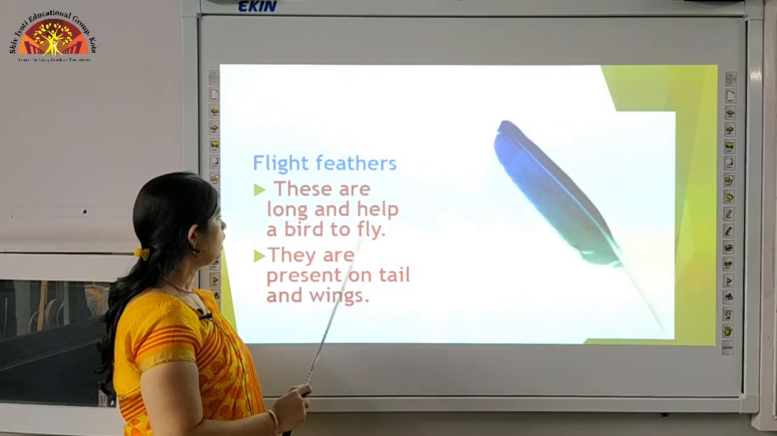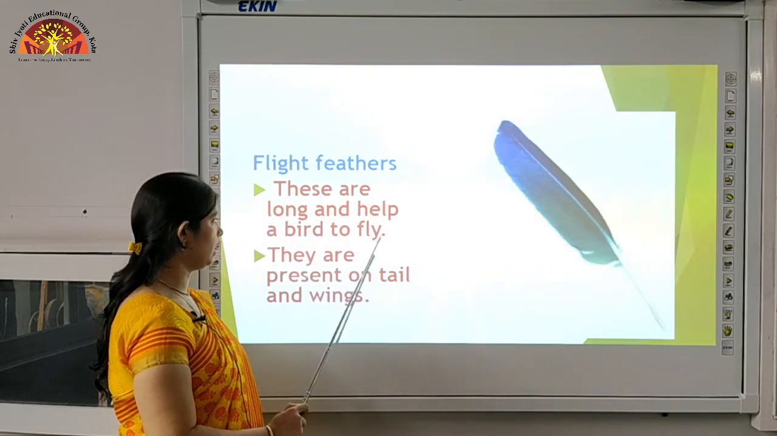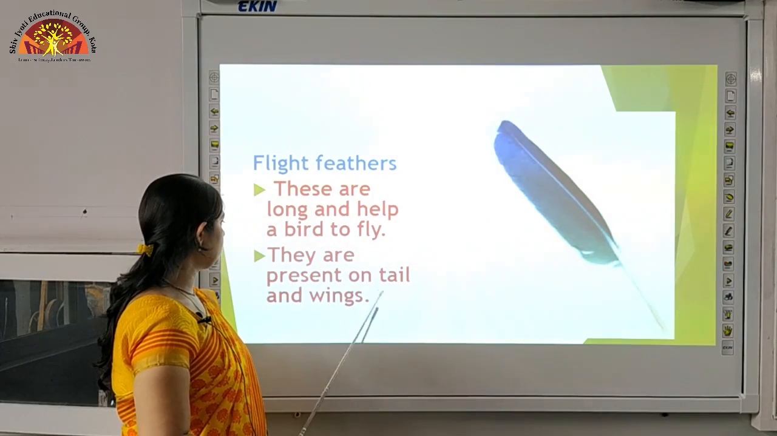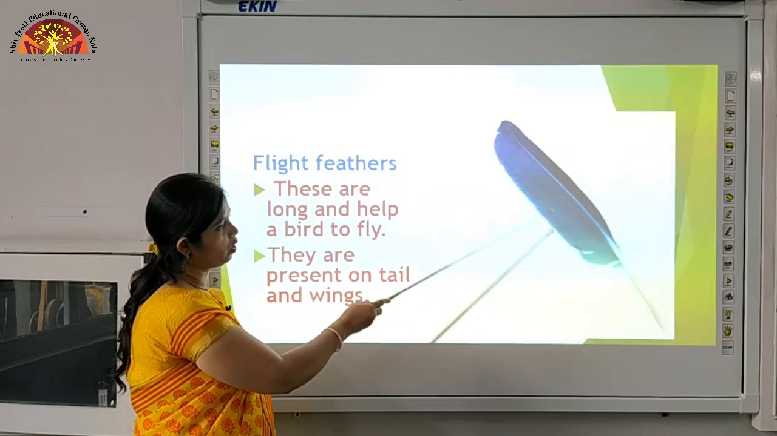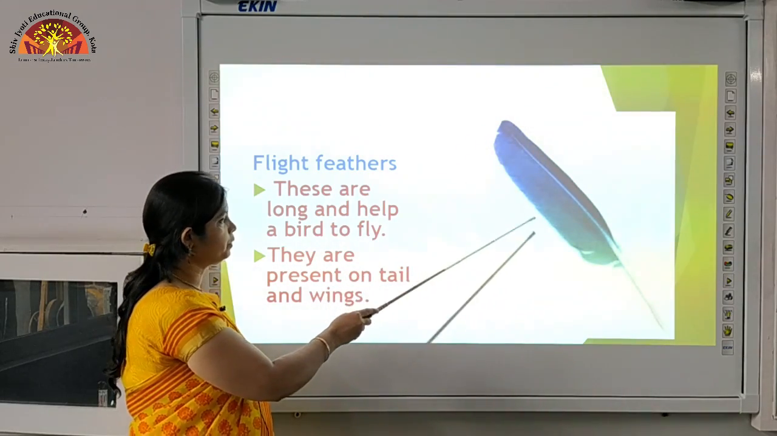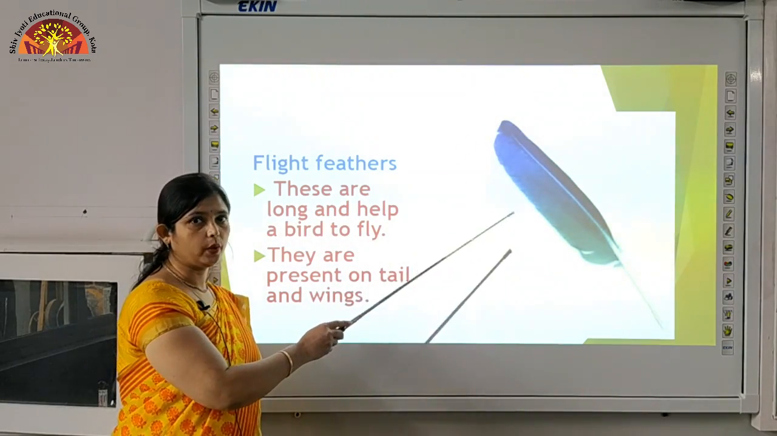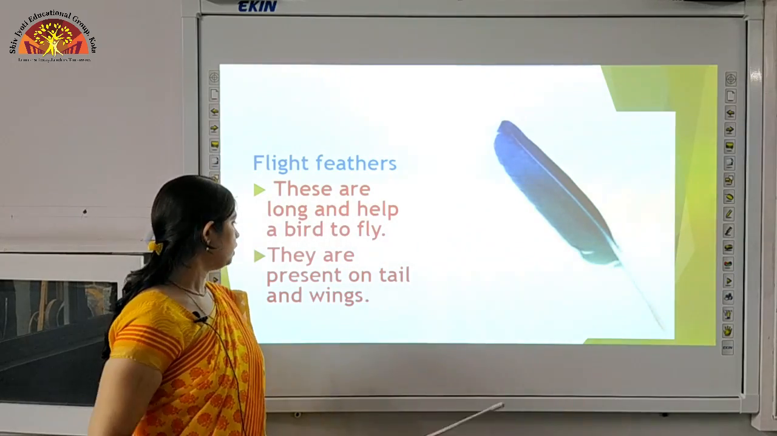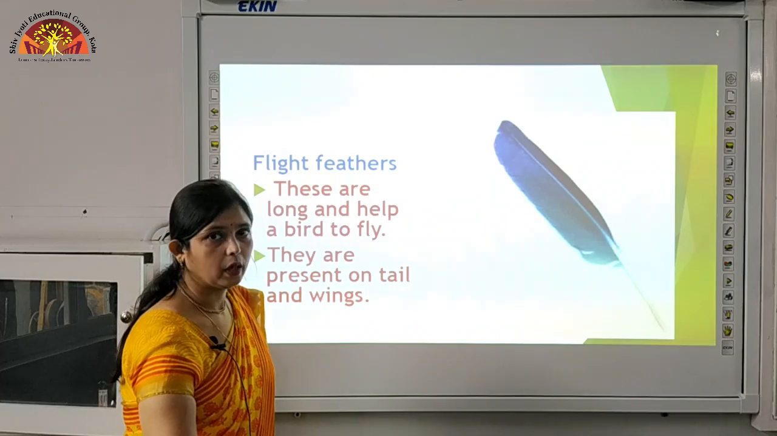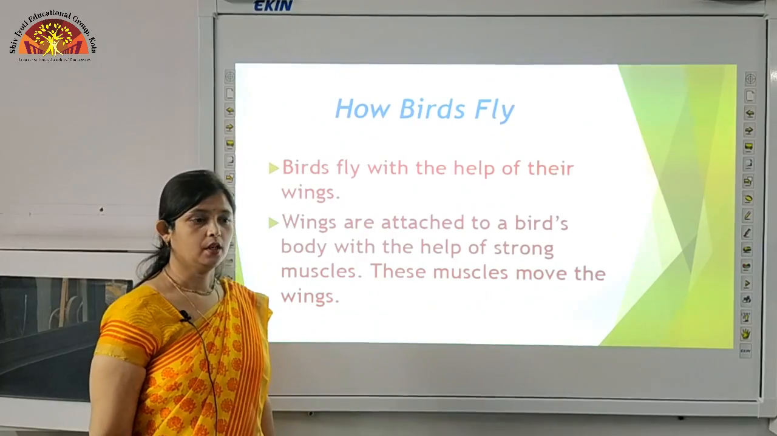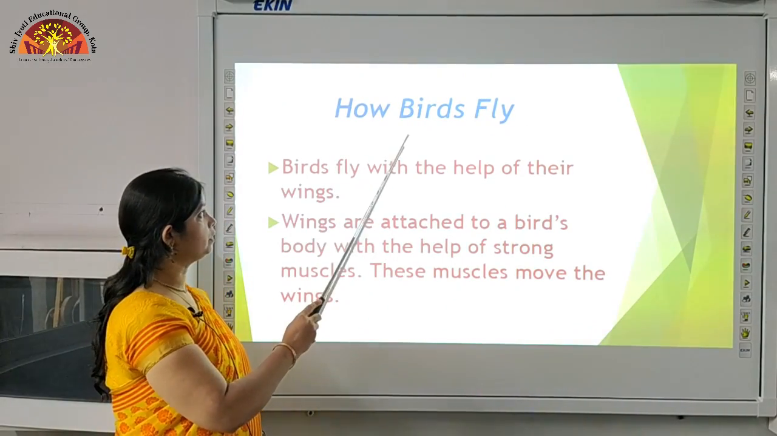These are long and help a bird to fly. They are present on the tail and the wings. You can see this type of feather. These are long and they help the bird to fly. They are present on the wings and the tail of the birds. Now this was about the three different types of feathers. So now we come to how birds fly.